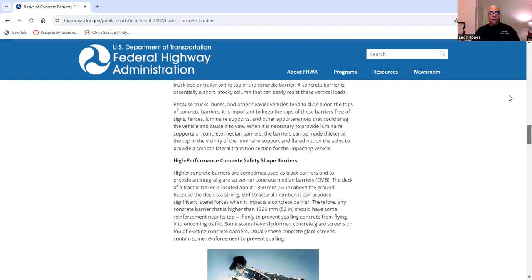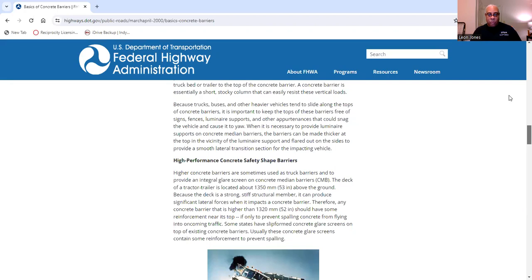Now, they also have high-performance concrete safety-shaped barriers. Now, the high concrete barriers are sometimes used as truck barriers and to provide an integral glare screen on concrete median barriers.